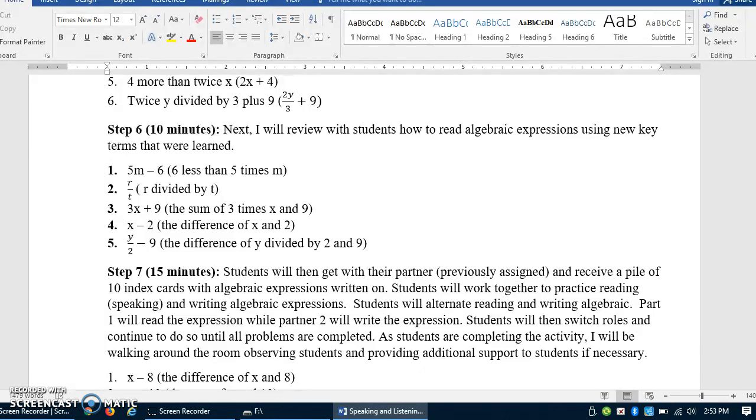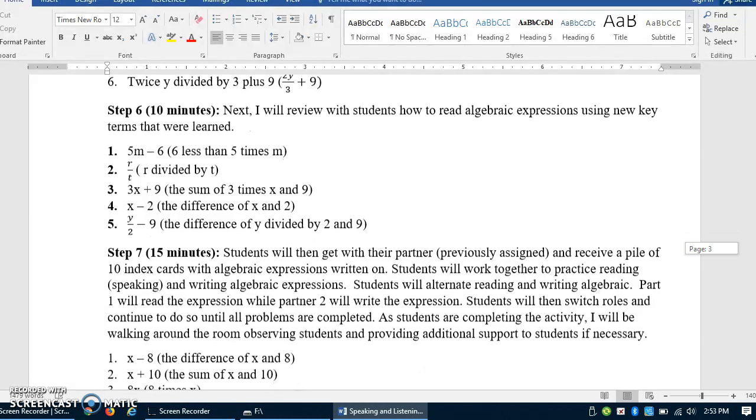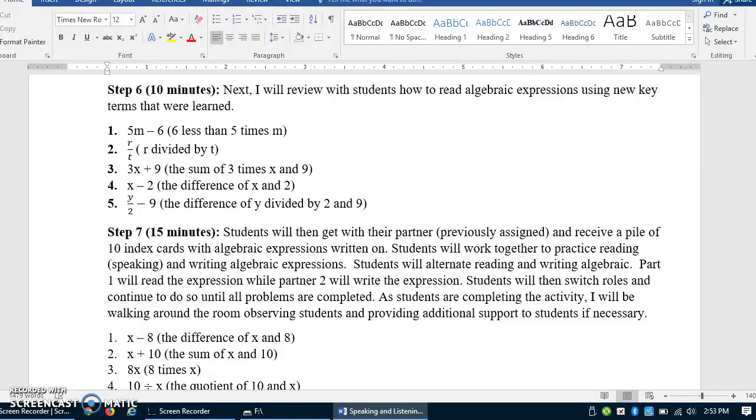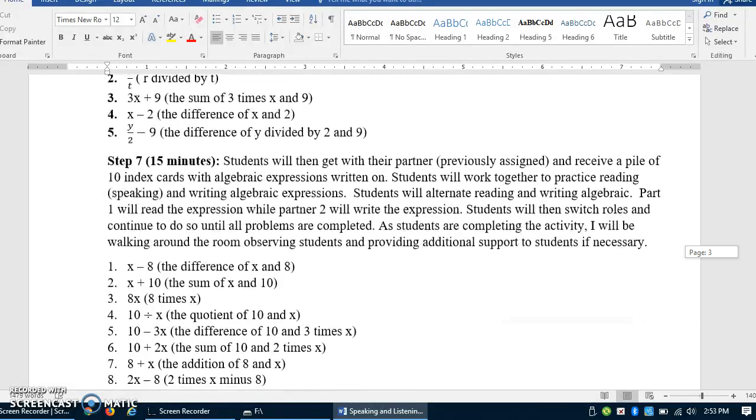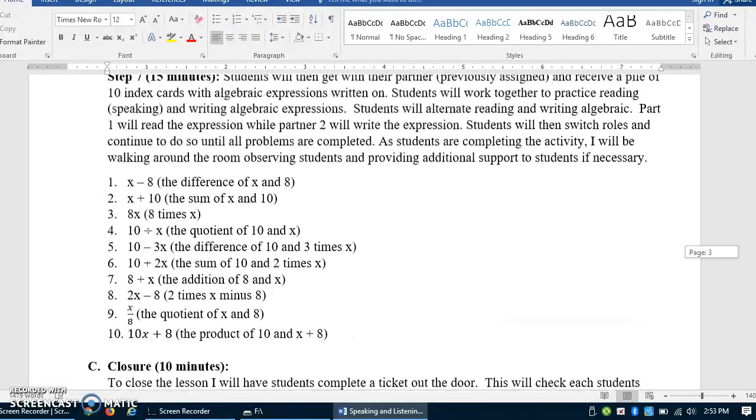With a lot of these algebraic expressions, it's very open-ended. I could use "less than" in different ways. I could use a minus instead, or the difference. What's nice about it is that they get to use different words that they're more familiar with, and there's more than one possible right answer.